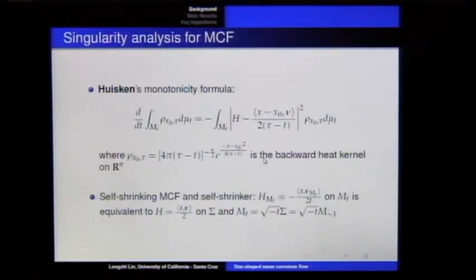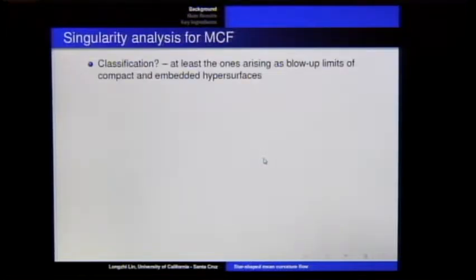So it's crucial to see what kind of singularity or self-shrinker you could get if you start with a generic initial hypersurface. So classification: at least, can you classify the self-shrinkers that arise from the blow-up limit of a compact embedded hypersurface? That would be sufficient, at least for applications.